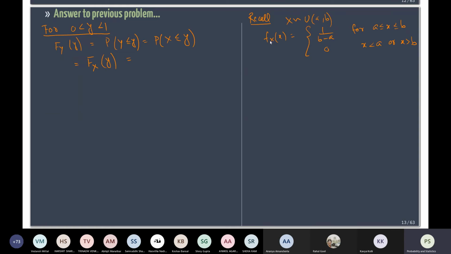And since we want to find F_Y here, we are supposed to do the integration of the PDF of the uniform, because that's the distribution of x here. So let us try to do that.